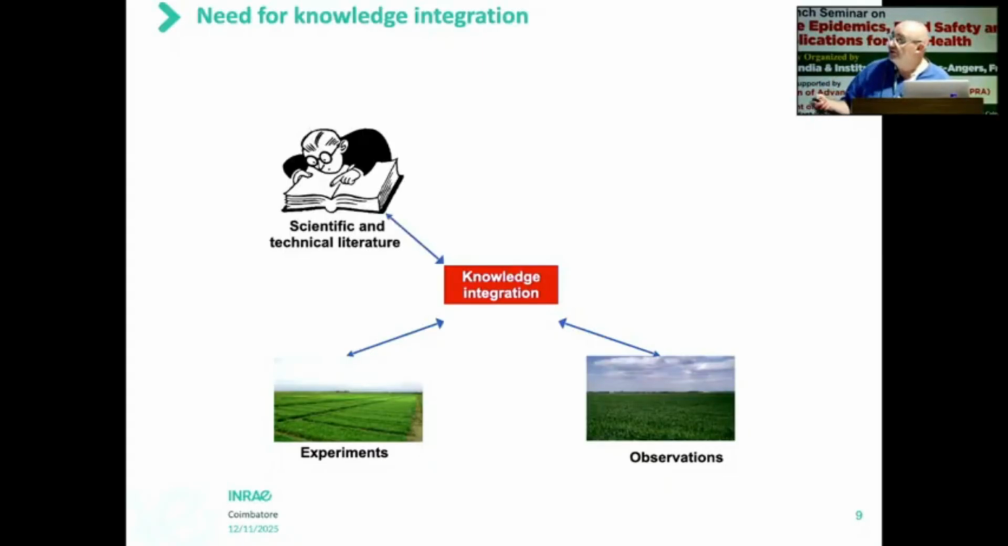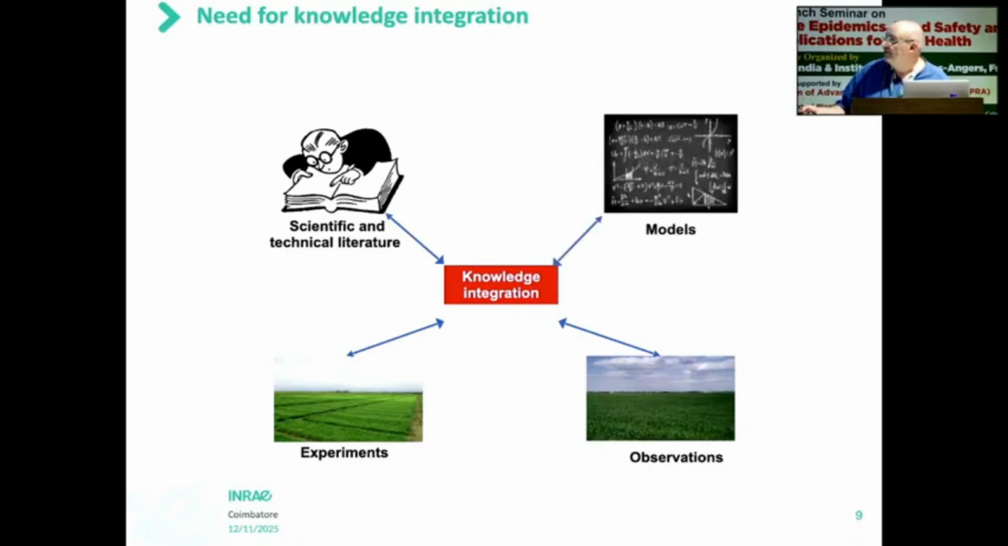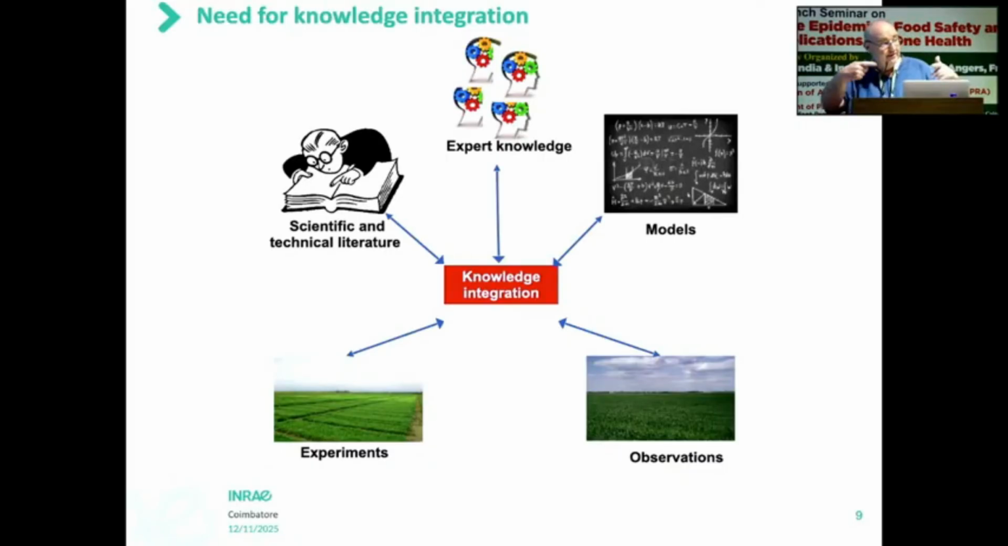And then you have what I call secondary sources of knowledge. You can read the scientific and technical literature, usually based on experiments and/or observations. You can use existing models, which are also a source of information. And also you have something else: each brain in the room has its expert knowledge, because you went to the field, you also read many things, and each actor has some knowledge. So a farmer has his own expert knowledge. An advisor also has his expert knowledge, and so do researchers. So, know how to integrate all this knowledge.